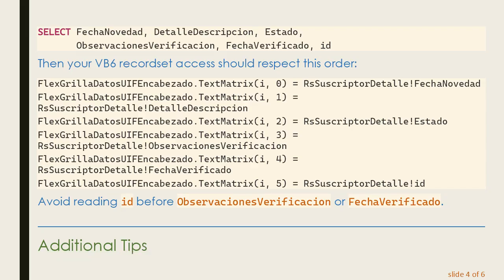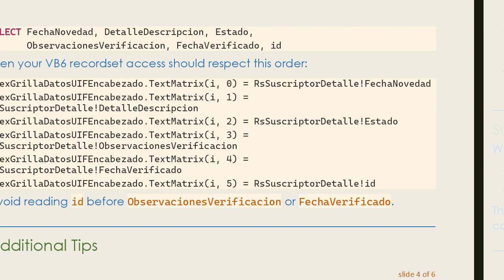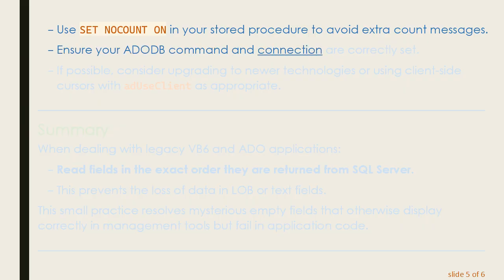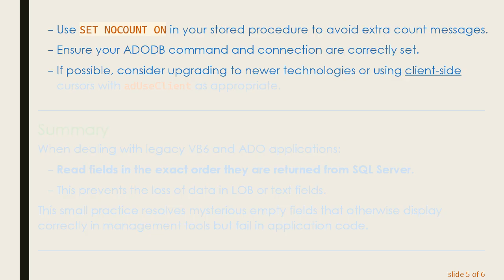Additional tips: use SET NOCOUNT ON in your stored procedure to avoid extra count messages. Ensure your ADO command and connection are correctly set. If possible, consider upgrading to newer technologies or using client-side cursors with adUseClient as appropriate.